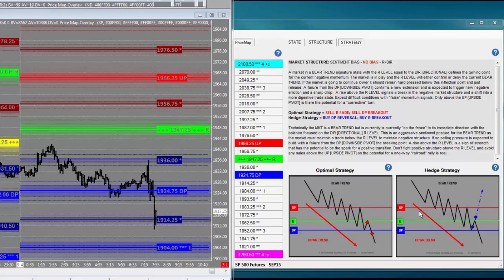So coming into the regular session with the facts in focus, we know the market is in a bear trend. We know that sentiment below 1947.25 is negative. We know that overnight the market is holding negative structure, and it broke out below the downside pivot. So we're in this strategy theme. We're in the sell DP breakout strategy theme, somewhat of the sell R fade.